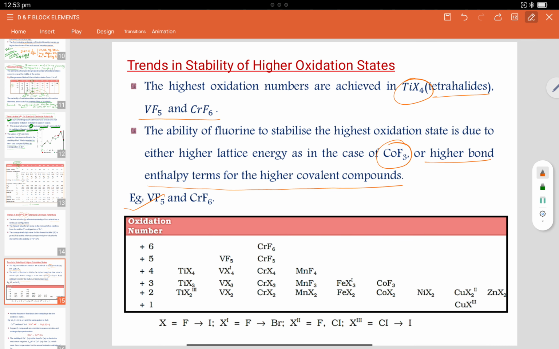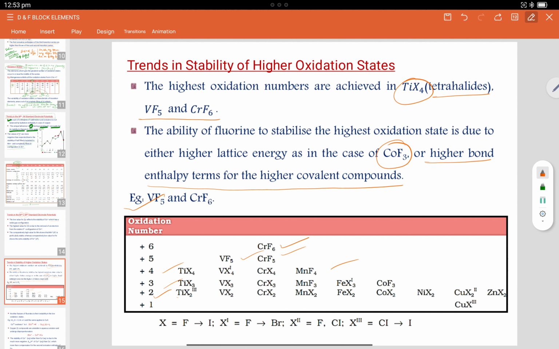So check this once. Oxidation number +6, oxidation number +5, oxidation number +4. So these compounds +3. Then +2 is more stable, and +1. X is fluorine, X dash. So that is the condition for trends in stability of higher oxidation state.